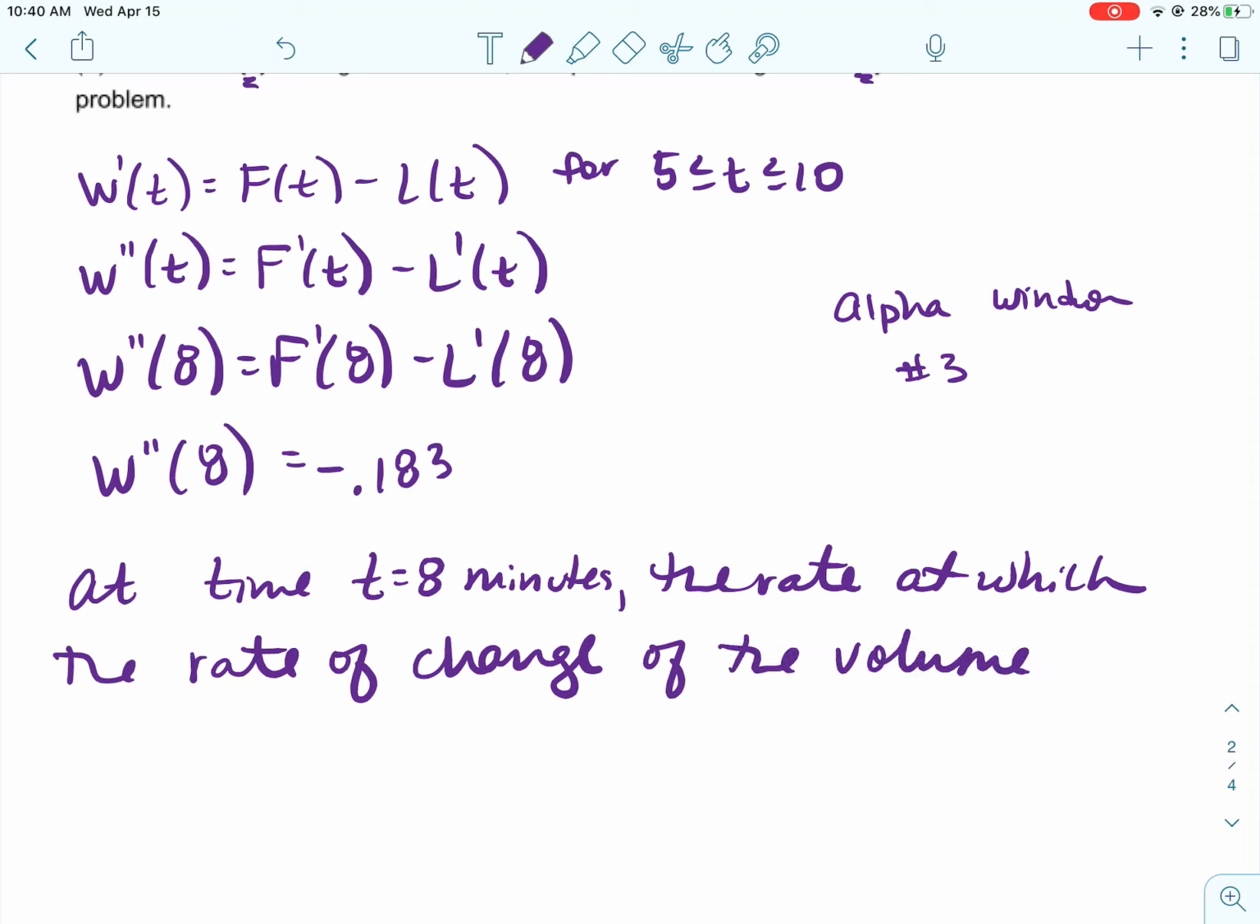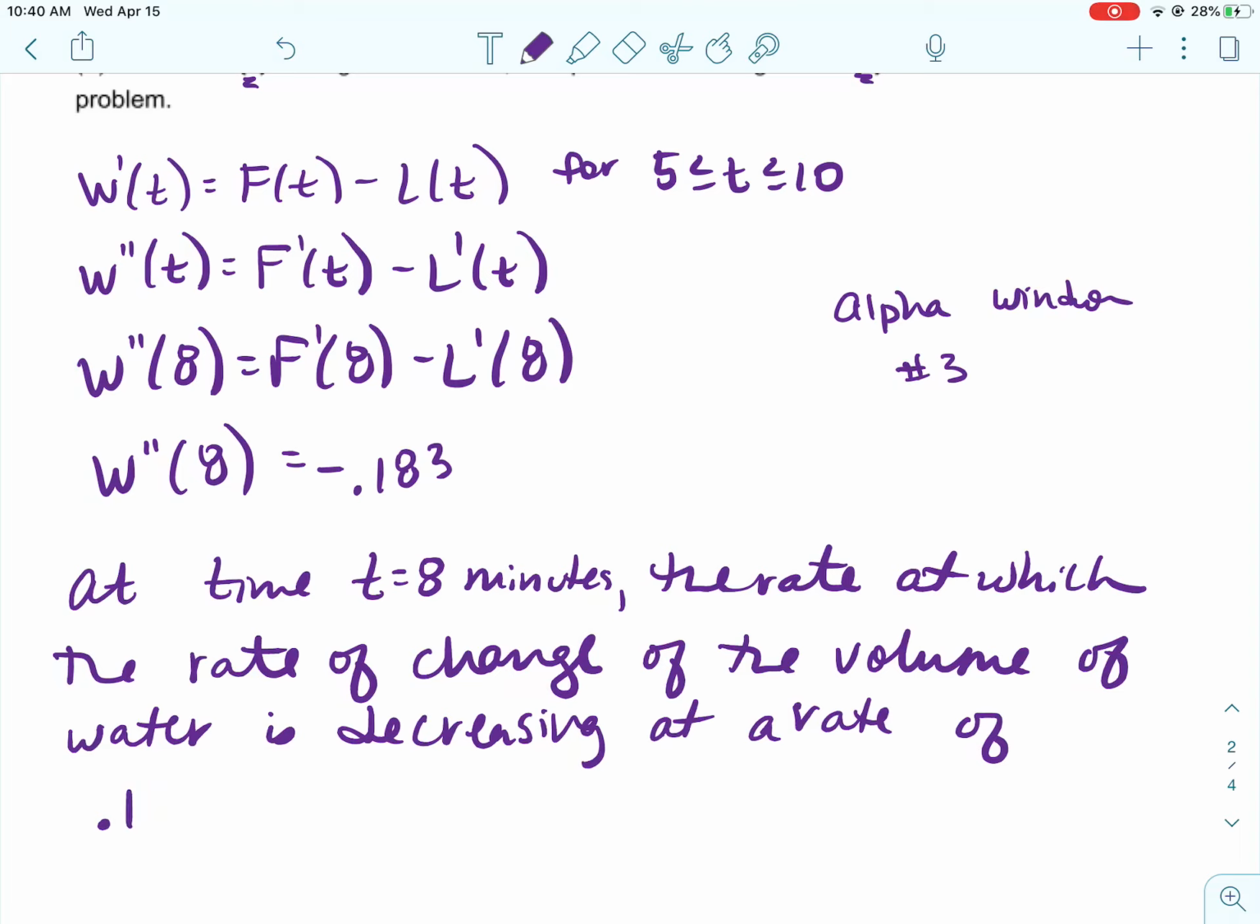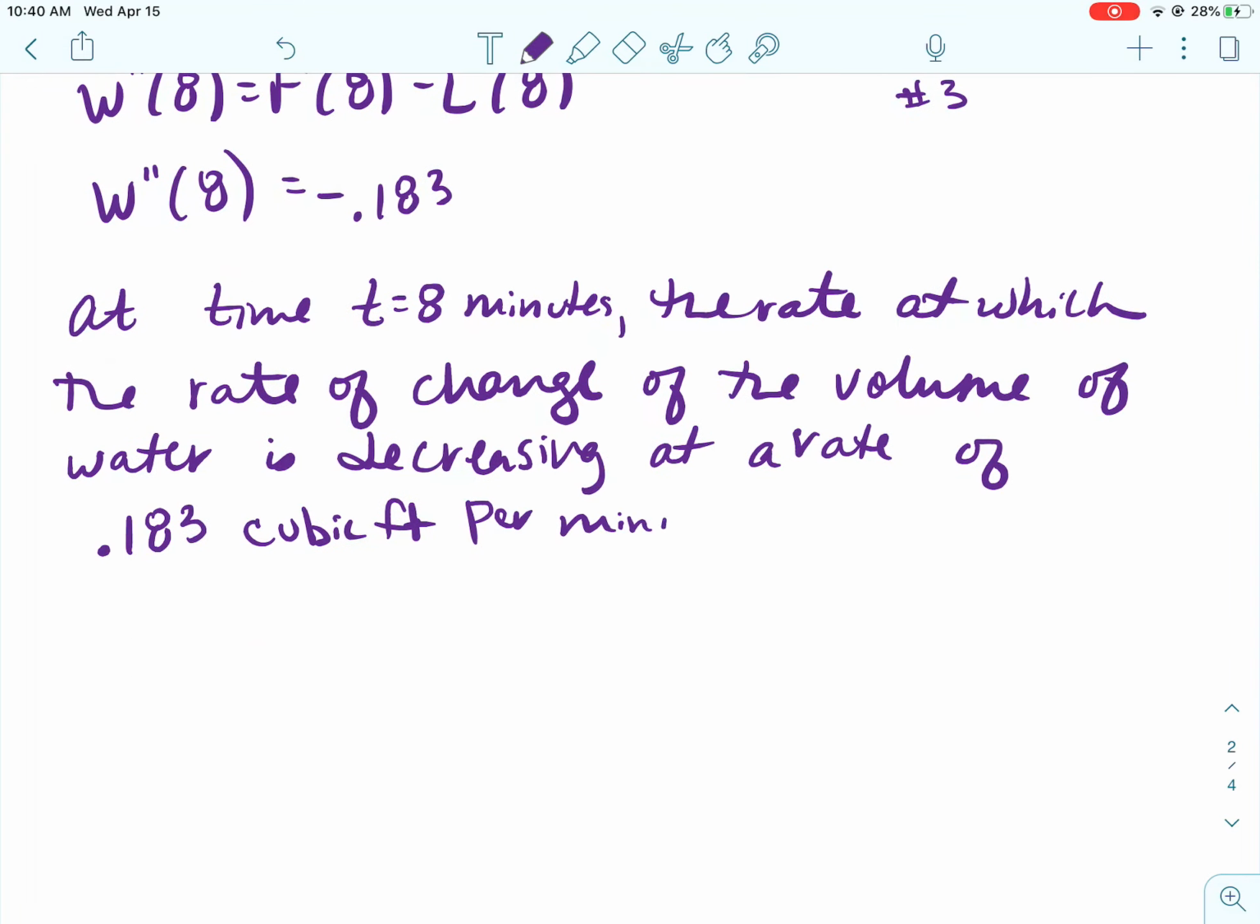The rate of change of the volume of water is decreasing at a rate of 0.183 cubic feet per minute per minute.